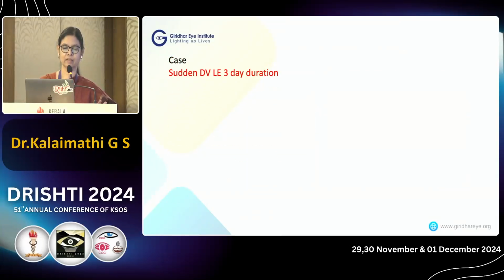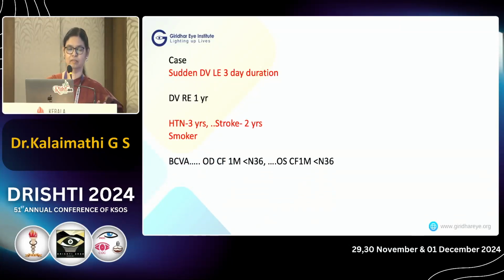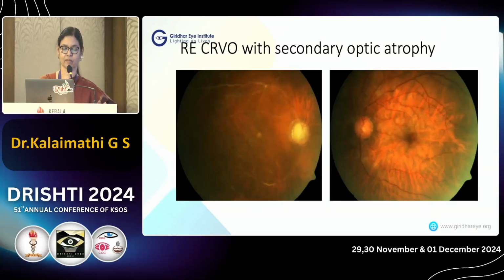Sudden diminution of vision, 3 days duration in the left eye, and diminution of vision right eye for 1 year duration. Smoker, vision both eyes counting finger 1 meter. This is the fundus picture. The right eye shows optic atrophy secondary to CRVO.